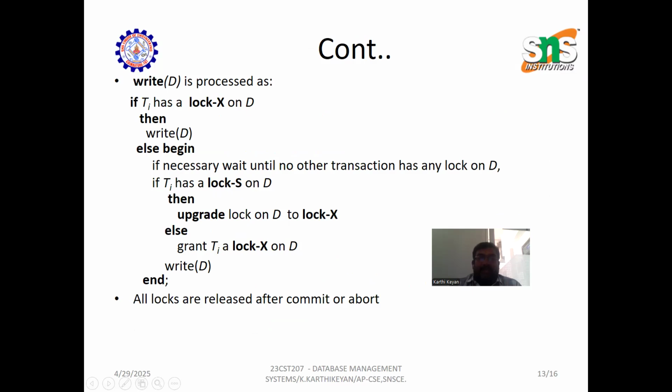The same condition we can apply to the write operation. So write of D is processed as: if Ti has a lock X on D, then write D; else begin, if necessary wait until no other transaction has any lock on D. If Ti has a lock S on D, then upgrade the lock on D to lock X. Else grant Ti lock X on D, and write D. This is the end of the process.